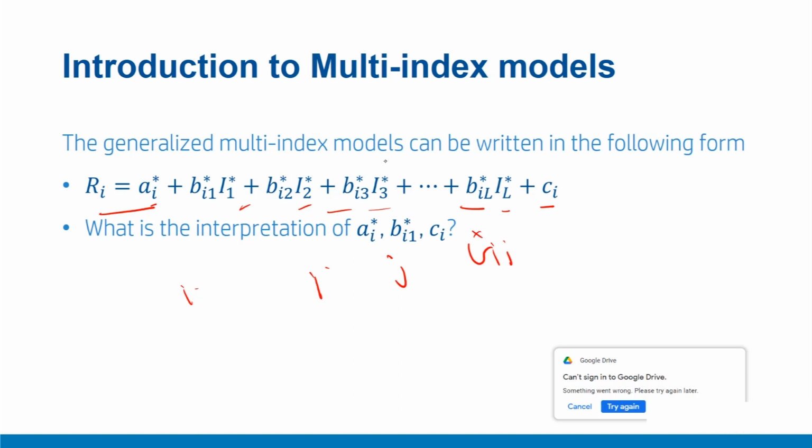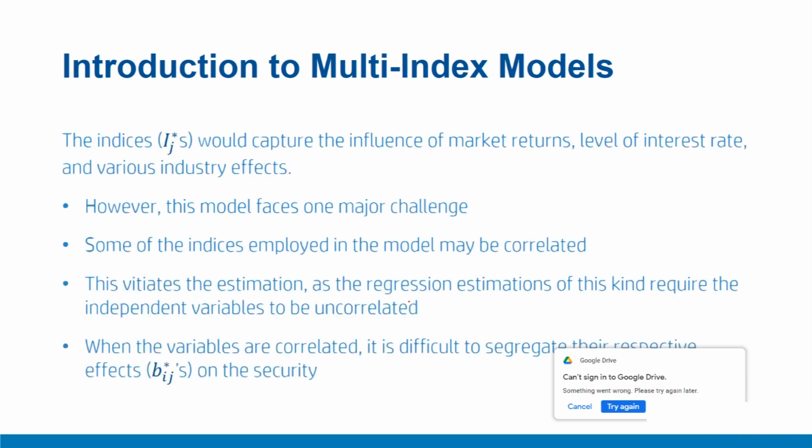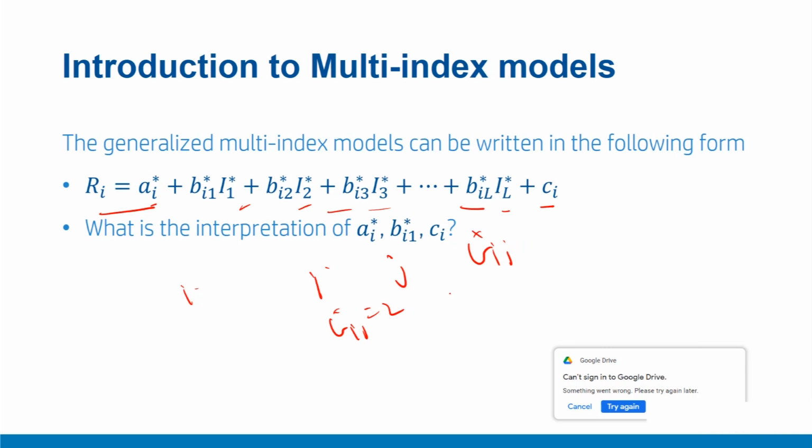For example, Bij star of 2 means that if the index changes in a particular direction by 1%, whether increase or decrease, the stock return is expected to change by 2% in the same direction. This is similar to single index models.